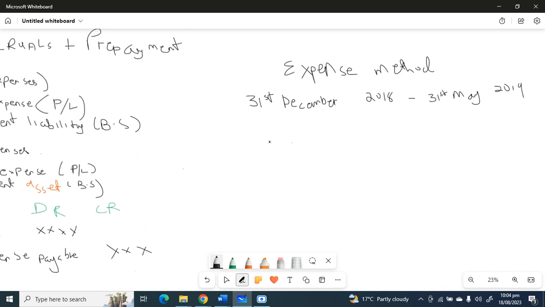So the general entry. Colleagues, what's the general entry whenever you pay for an expense? What is the journal entry? Here I assume we paid by cash because it never said by check. So what are we debiting and what are we crediting?